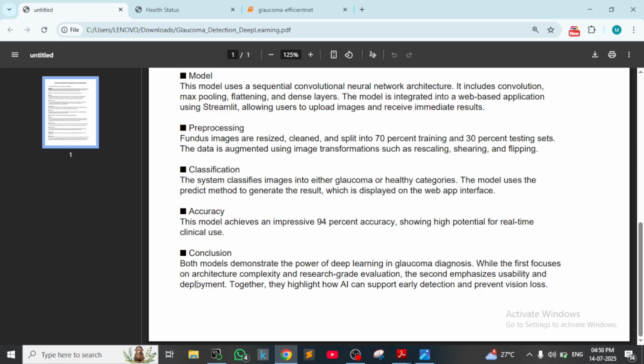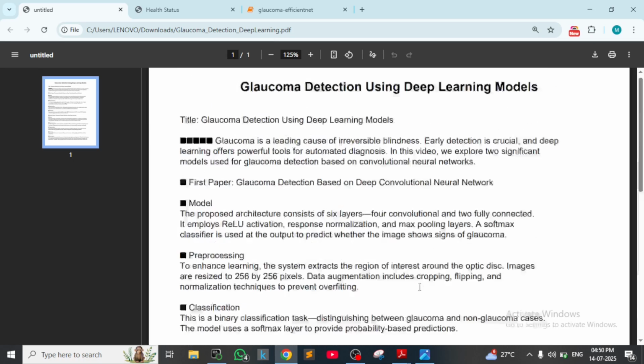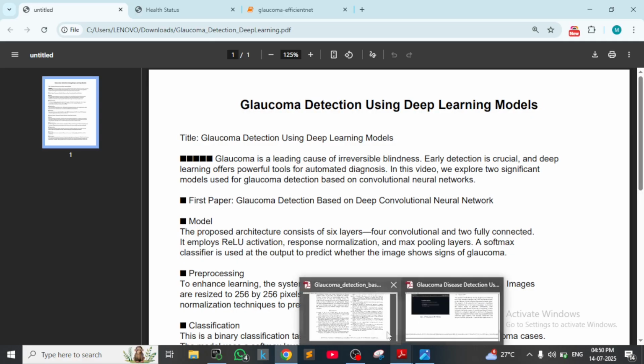Conclusion: both models demonstrate the power of deep learning in glaucoma diagnosis. While the first focuses on architecture complexity and research-grade evaluation, the second emphasizes usability and deployment. Together, they highlight how AI can support early detection and prevent vision loss. Now come to the research papers, how both look.